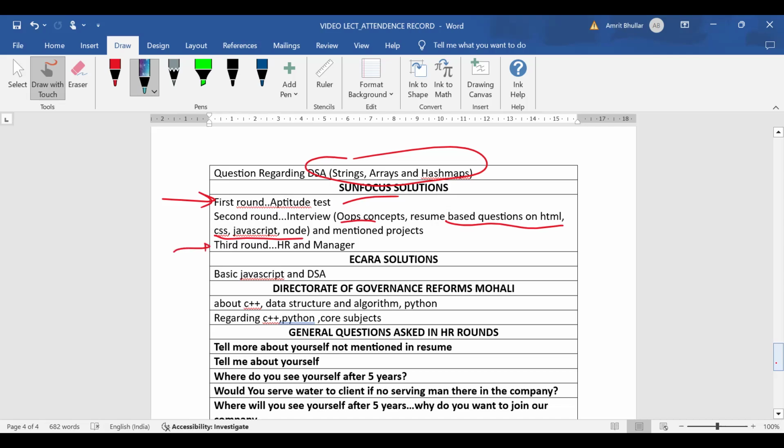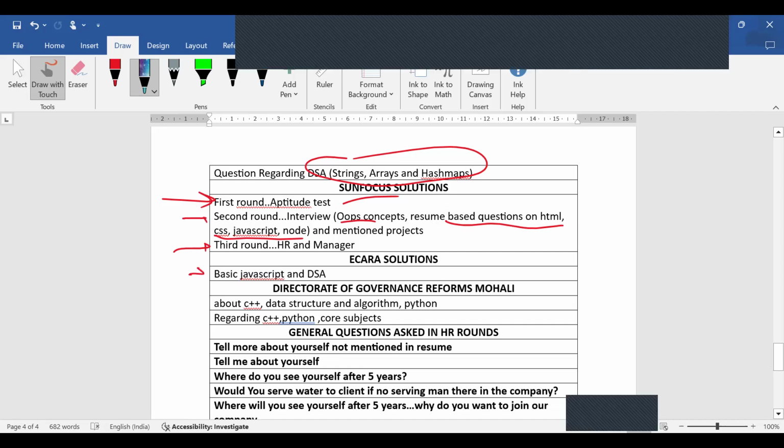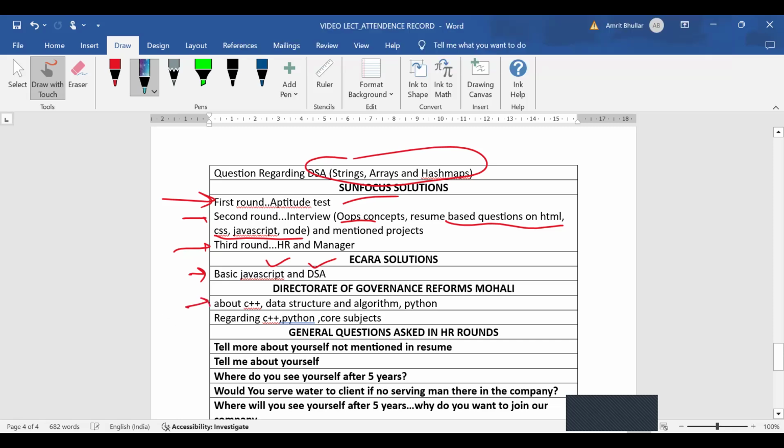The third round is the HR round. Now, Ikara Solutions, they also ask you questions based on your JavaScript and DSA. Then Directorate of Governance Reforms, Mohali, some students applied there and gave me feedback that they ask about C++, data structure algorithms, Python, and core subjects, other than these if you have mentioned any.